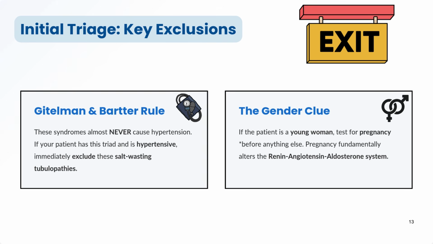Second, the gender clue. If the patient is a young woman, always test for pregnancy before anything else. Pregnancy dramatically alters the RAAS system and it can completely change the interpretation of renin, aldosterone, and electrolytes. Missing pregnancy early creates huge diagnostic confusion and is one of the easiest mistakes to avoid. So these two steps, excluding the salt-wasting syndromes and checking pregnancy in the right patient, clean up your differential immediately and they prevent you from going down the wrong diagnostic pathway from the start. These are simple rules, but they are exactly the kind of practical pearls that textbooks rarely lay out clearly.